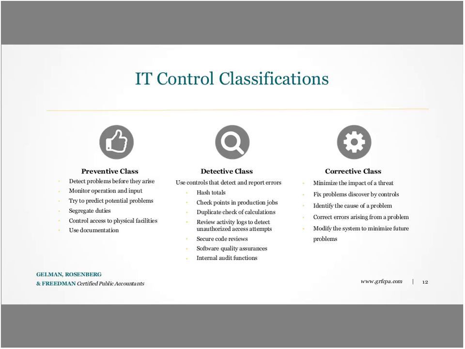Then you have correct errors arising from a problem. Backup procedures. It goes back to if you have a backup that was successful and now it failed, what do you do to fix that? Next option in our corrective class is modify the systems to minimize future problems.